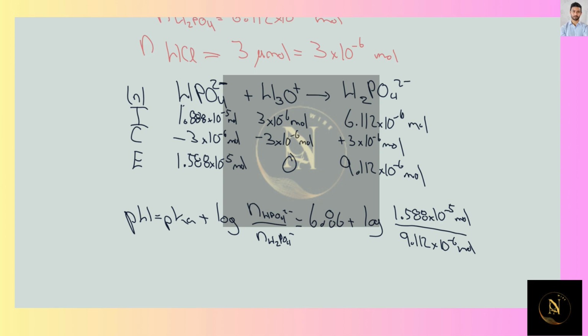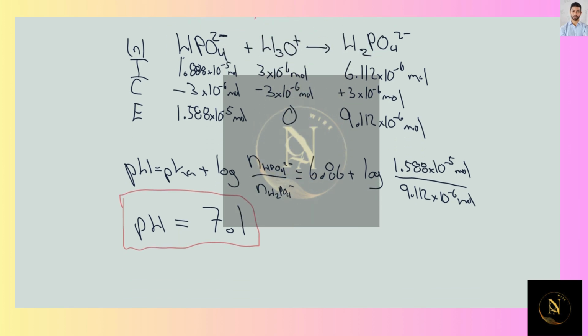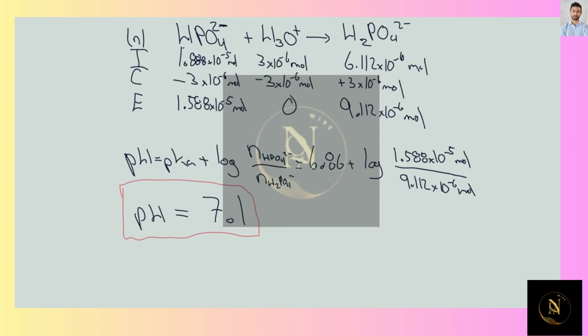The resulting pH is then equal to 7.1. As we were expecting, the addition of acid is going to turn our buffer, which was initially at a pH of 7.35, into something more acidic. In this case, into a solution of pH equal to 7.1. So this would be our final answer.